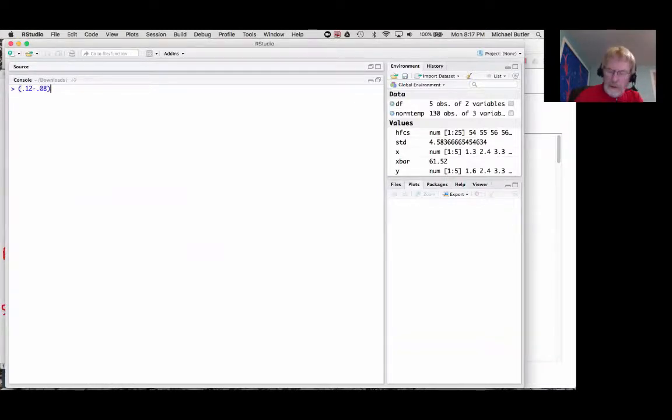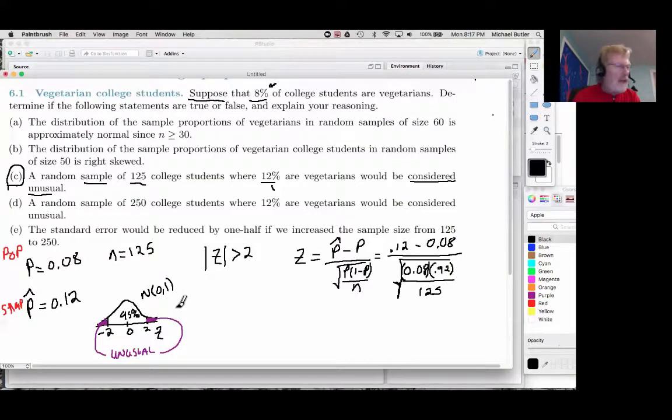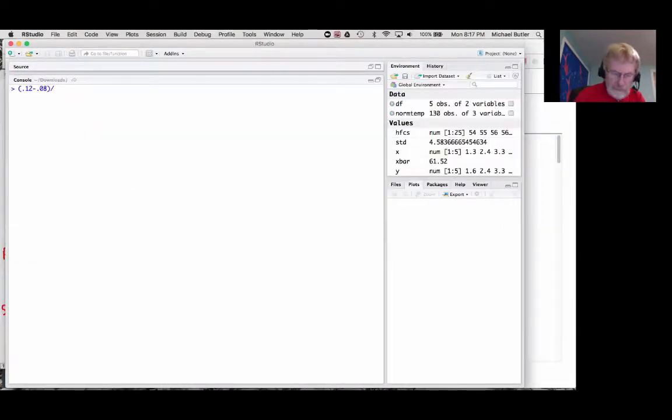Okay, so that's the numerator. Now in the denominator, we're going to come back. We're going to have a square root, and that square root is going to be SQRT parentheses, and now I have to put my numerator in here. 0.08. Yes, it's 0.08, and now times.